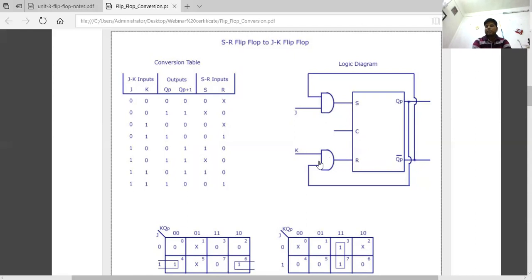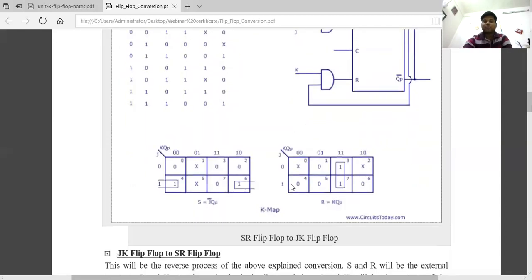Next, R is K QP. So one input is K, and the other input is from QP. So we have to connect them. This is the final conversion of SR flip-flop to JK flip-flop.